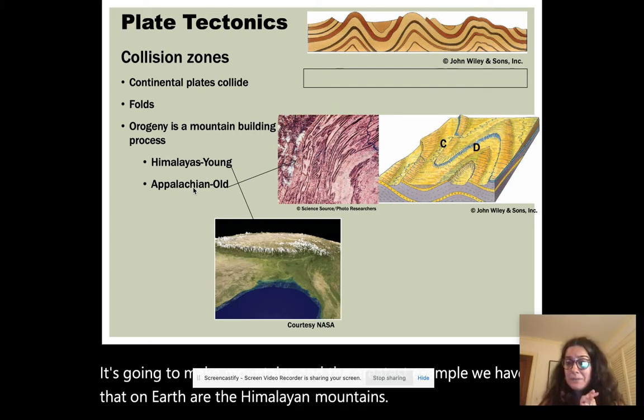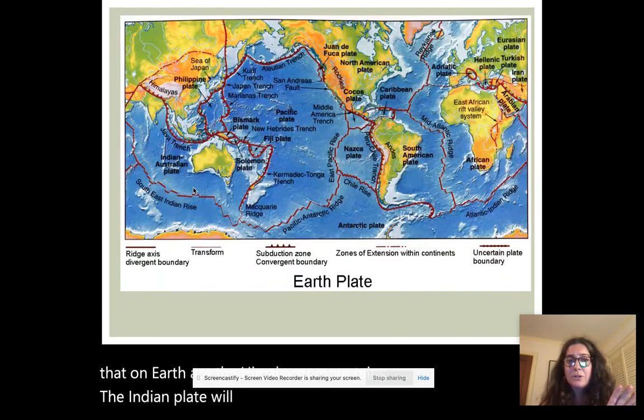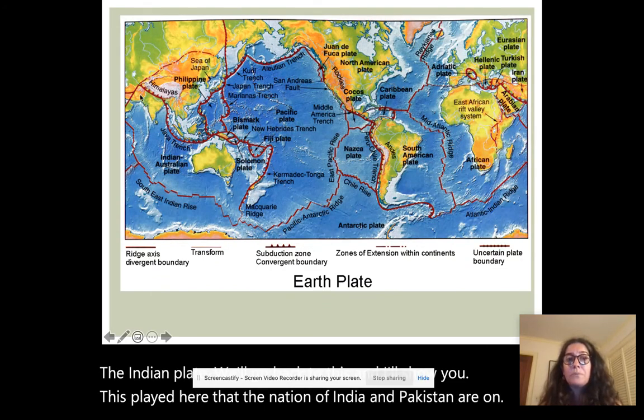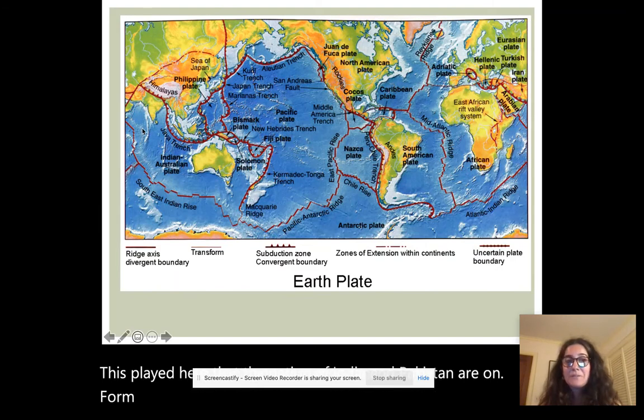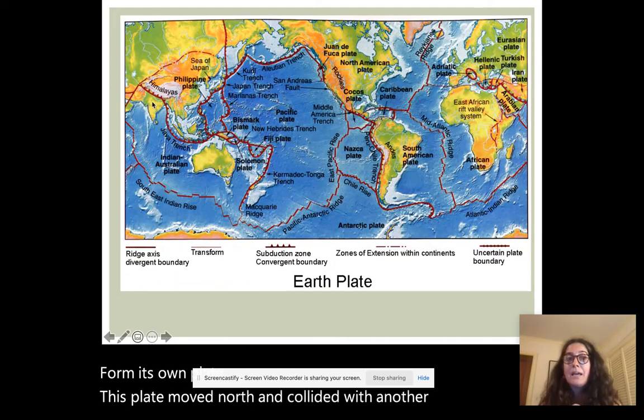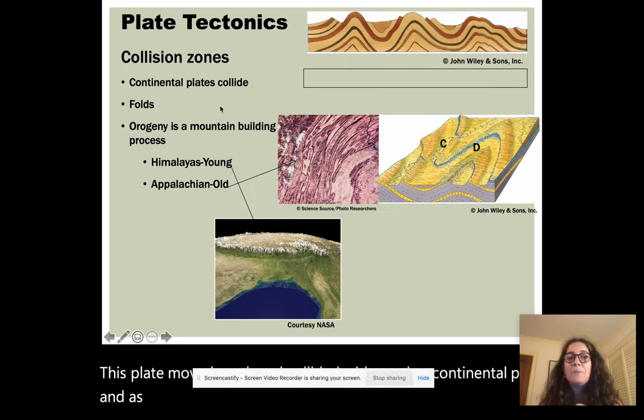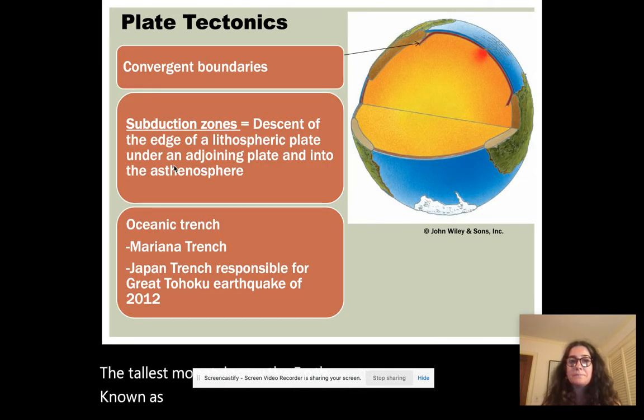The Indian plate, we'll go back to this and I'll show you. This plate here that the nation of India and Pakistan are on forms its own plate. This plate moved north and collided with another continental plate, and as they collided, they built mountains, the tallest mountains on the earth, known as the Himalayas.